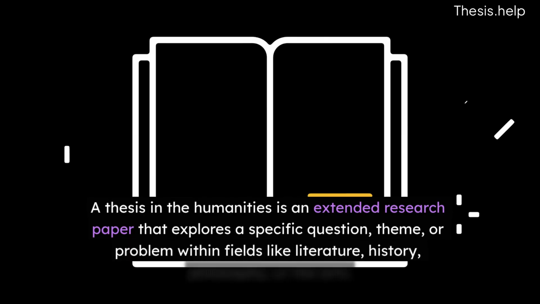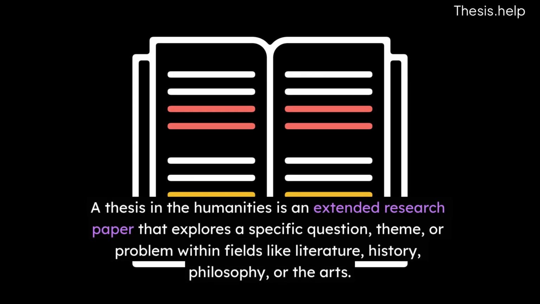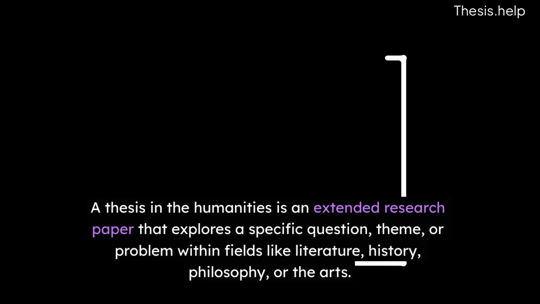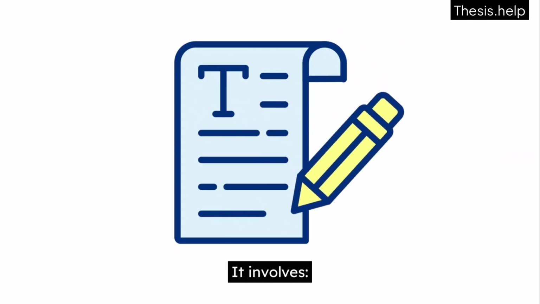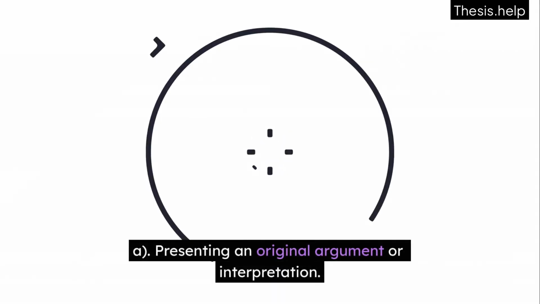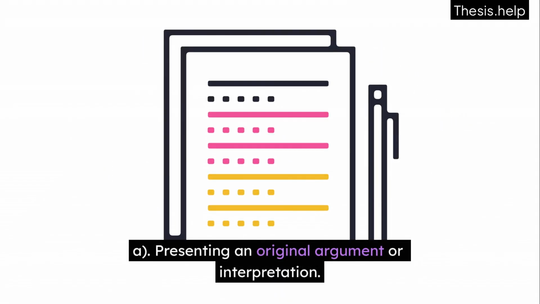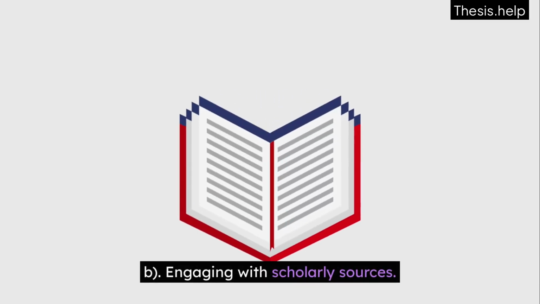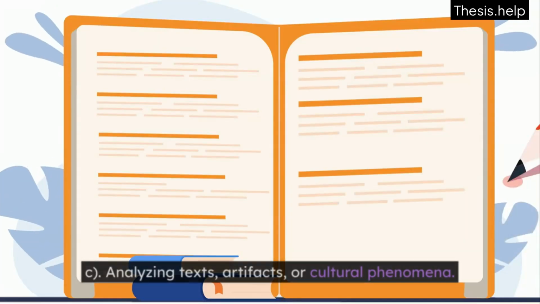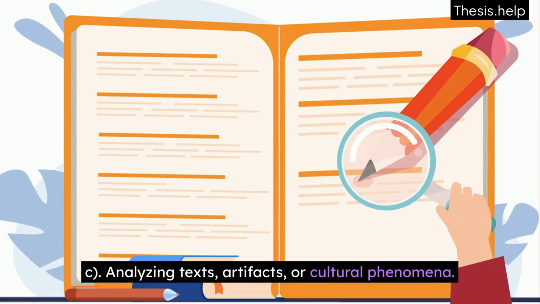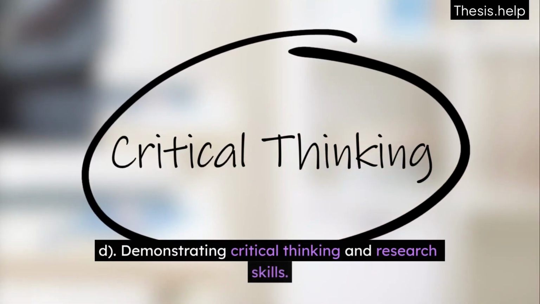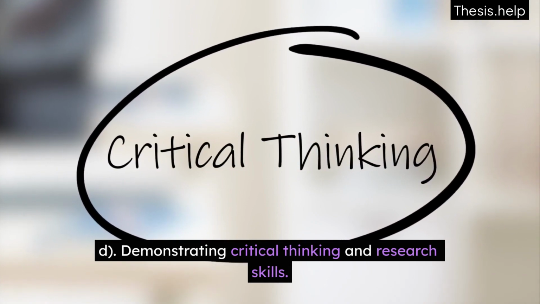What is a thesis in the humanities? A thesis in the humanities is an extended research paper that explores a specific question, theme, or problem within fields like literature, history, philosophy, or the arts. It involves: A. Presenting an original argument or interpretation. B. Engaging with scholarly sources. C. Analyzing texts, artifacts, or cultural phenomena. D. Demonstrating critical thinking and research skills.